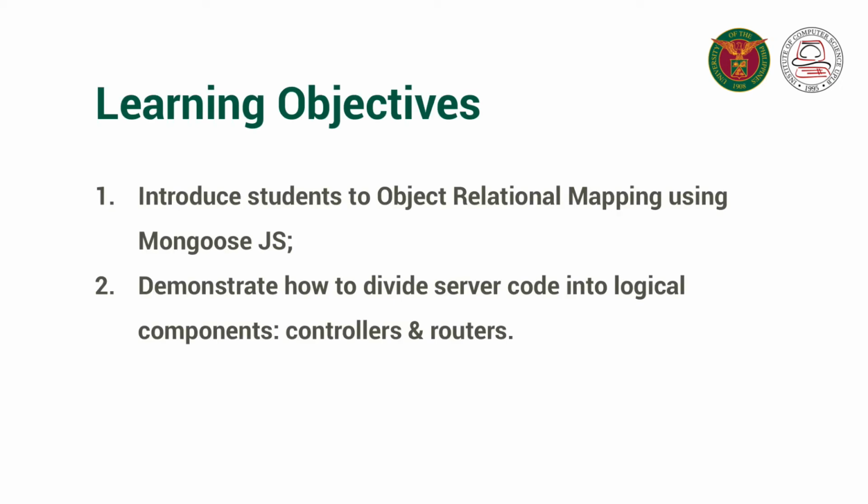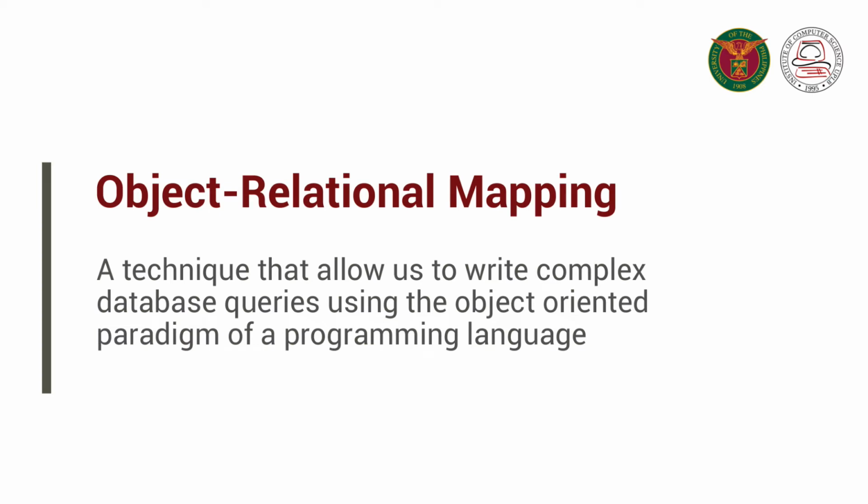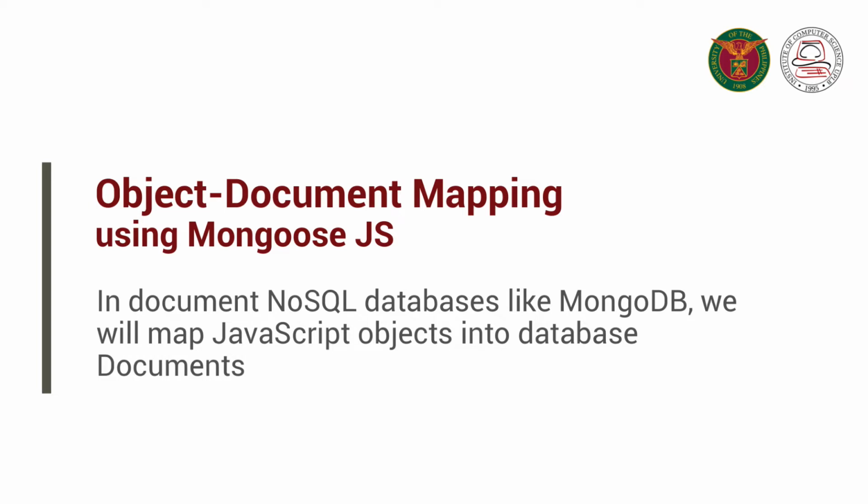Previously, you learned about the basics of MongoDB through the Mongo shell. However, in web development, our apps don't usually interact with the database through the shell just like what we did. Commonly, commands go through a layer of abstraction called Object Relational Mapping, or ORM. The idea is we can write complex database queries using the object-oriented paradigm of a programming language. In document-based NoSQL databases like MongoDB, this is called Object Document Mapping.